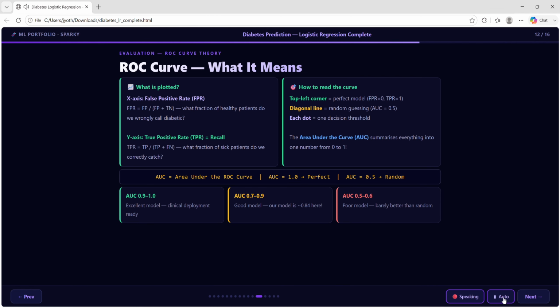The ROC curve stands for Receiver Operating Characteristic Curve. It is one of the most powerful evaluation tools in machine learning. The x-axis shows false positive rate and the y-axis shows true positive rate, which is the same as recall. Each point on the curve corresponds to a different decision threshold. A perfect model goes to the top left corner, 100% true positive rate with 0% false positives. A random model follows the diagonal line. The area under the curve, AUC, measures overall model quality regardless of threshold.